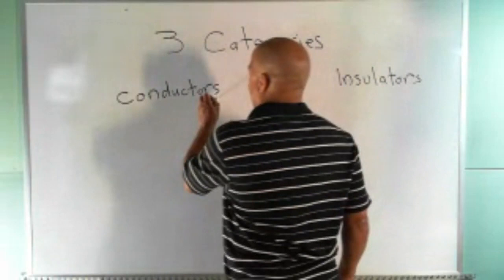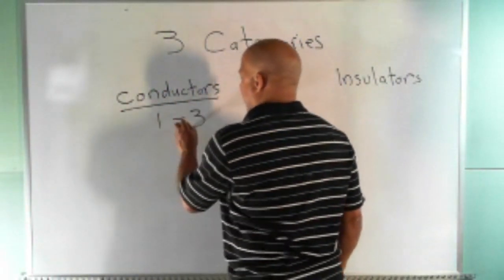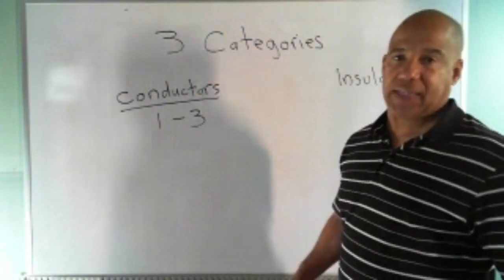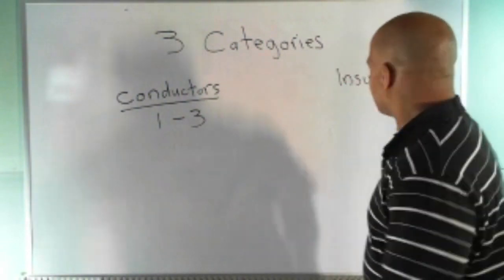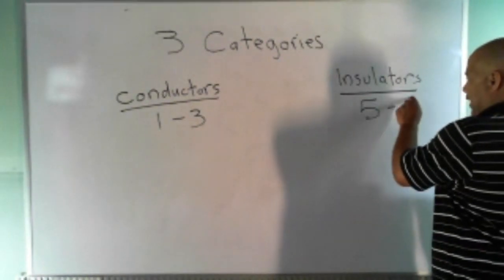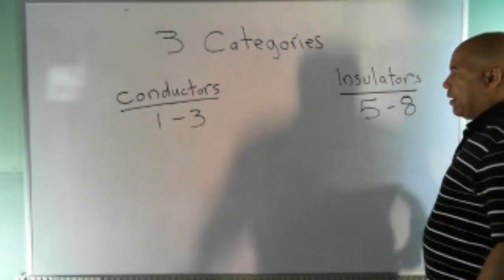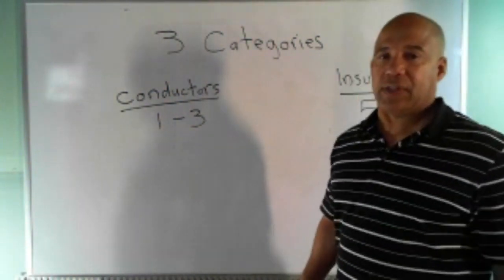If I have 1 to 3 electrons in the outermost shell, it's going to be a conductor. If I have 5, 6, 7, or 8 electrons in the outermost shell, it's going to be an insulator.